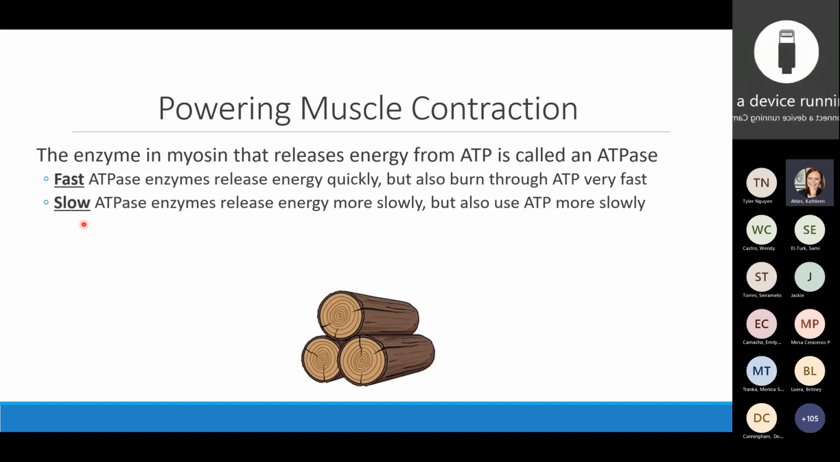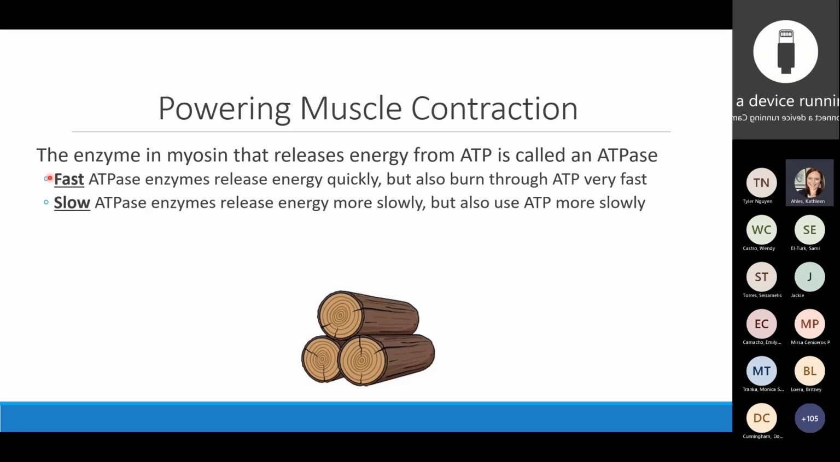Slow ATPases then are going to release their energy more slowly. So the note we should make next to more slowly is that this is going to be a weaker contraction. I'm not releasing energy quite as quickly. It's more weak. But also, by using the ATP more slowly, this is going to increase my endurance. I'm going to hold on to that ATP for a really long time.